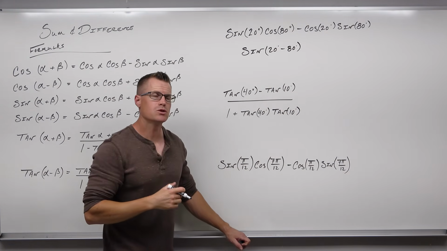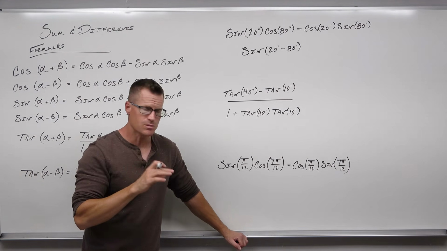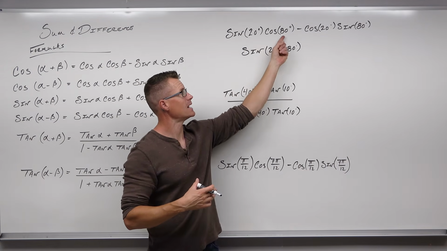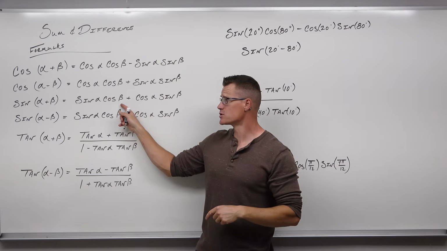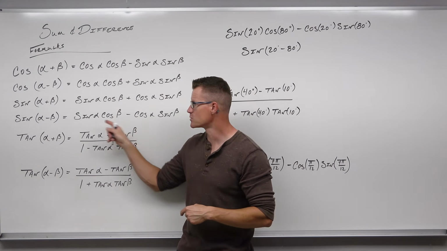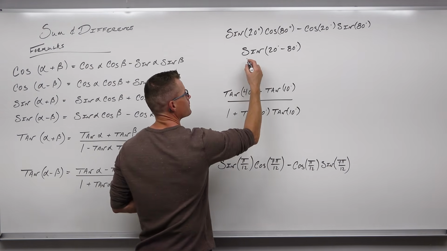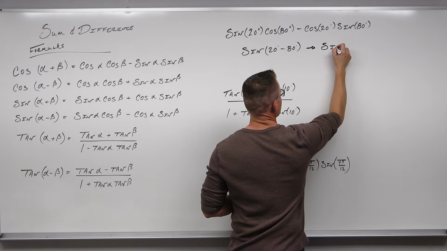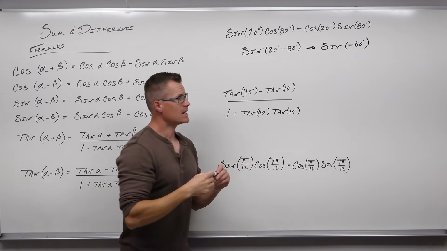What I mean by that is you can't take this and do sine of 80 degrees minus 20 degrees. The subtraction is not commutative. So the order that this is, where you have 20, 80, 20, 80, that is your first angle, and that is your second angle. It has to be subtracted in that order. So 20 minus 80, not 80 minus 20. Sine of negative 60 degrees.